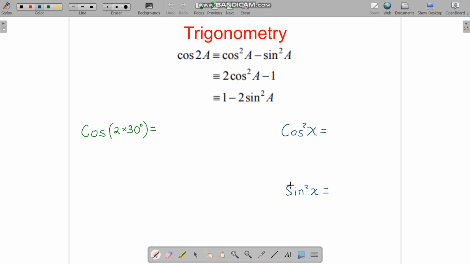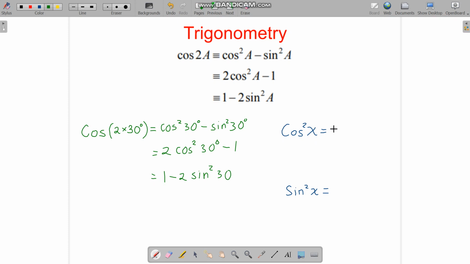Double angle cos 2 times 30 degrees, we can use this form: cos squared 30 degrees minus sine squared 30 degrees. We can also replace cos squared with 1 minus sine squared, or let's just use the formula in the MF19, so 2 times cos squared 30 degrees minus 1, or we can use 1 minus 2 sine squared 30 degrees.